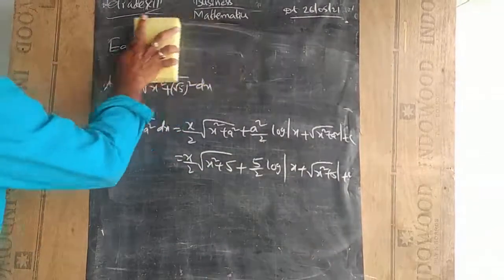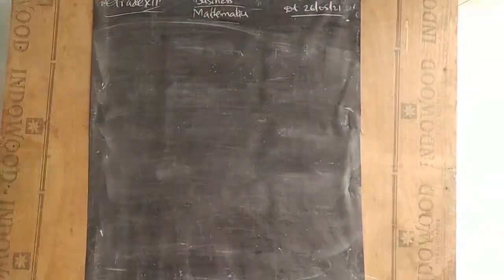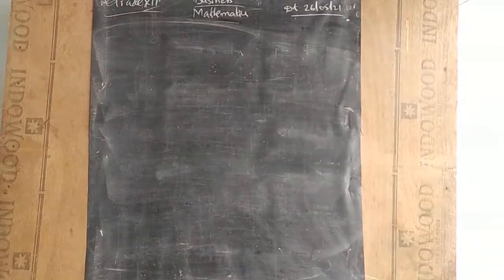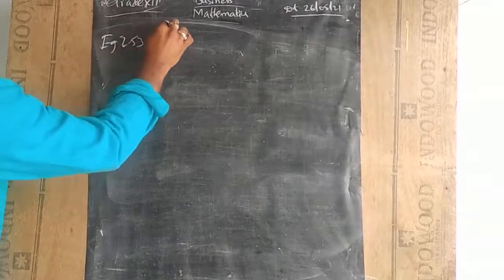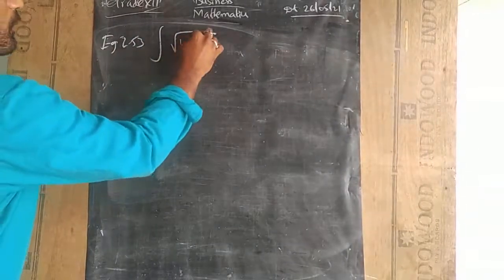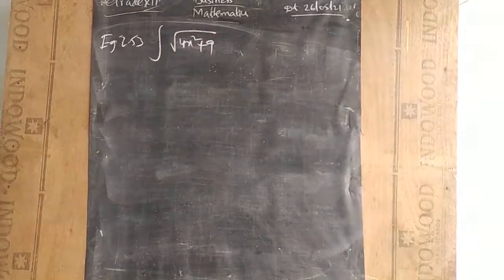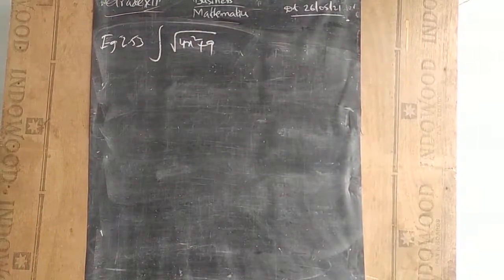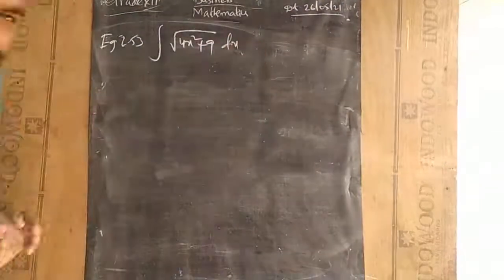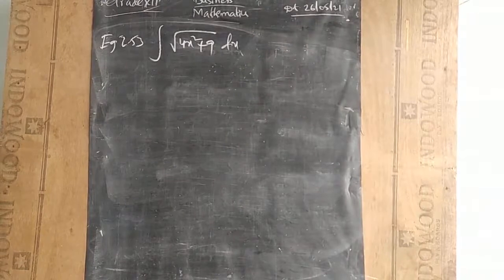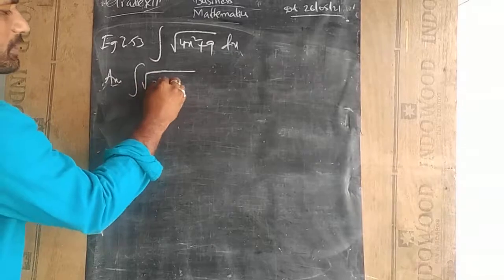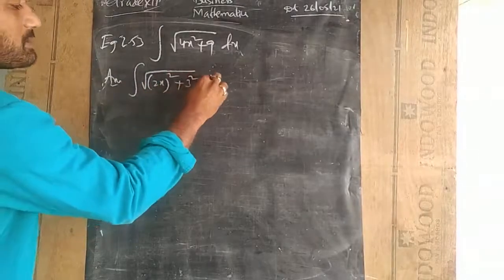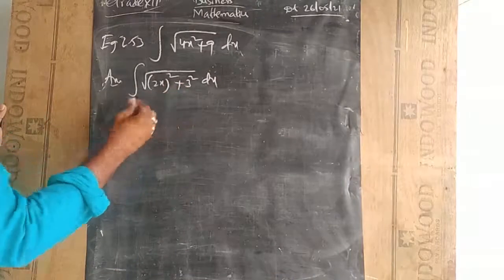Let us see another example. Example 2.53. Integral root of 4x square plus 9 dx. So this can be written as, answer: integral, 4x square can be written as 2x whole square plus 3 square dx. So x square plus a square.